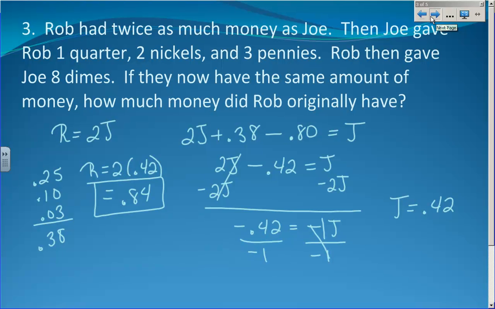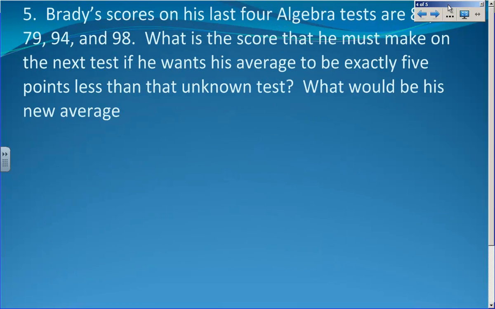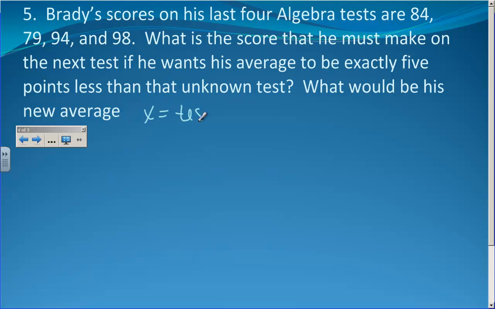So let's do the last one here. Brady's scores on his last 4 algebra tests are 84, 79, 94, and 98. We want to know what score he has to make on the next test if he wants his average to be exactly 5 points less than the test we don't know about. Well, the unknown test we're just going to call x. So x equals the test. So it's an average question.